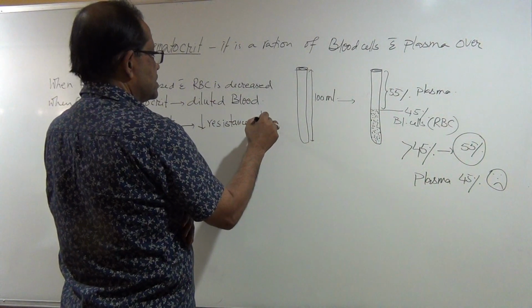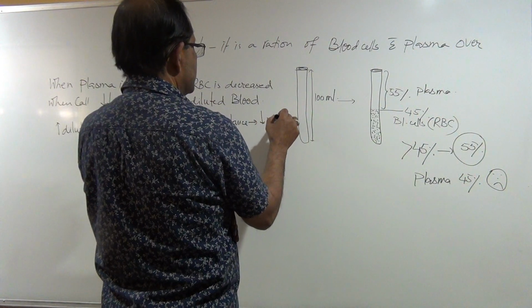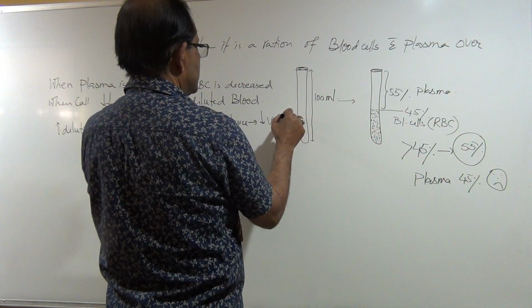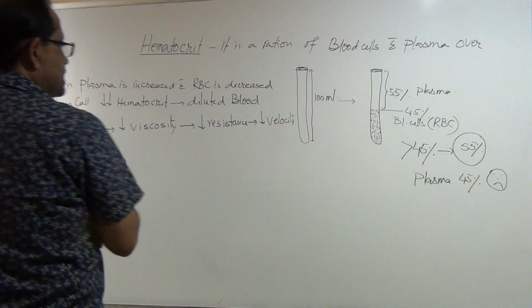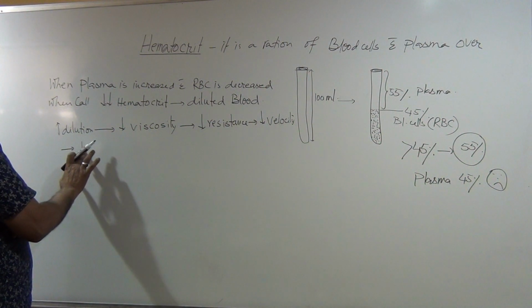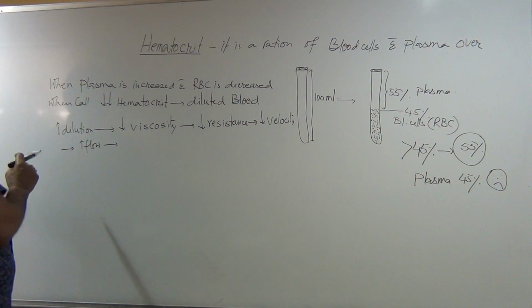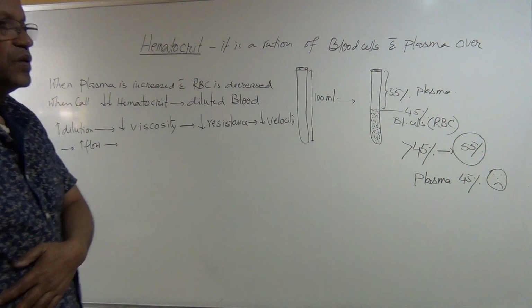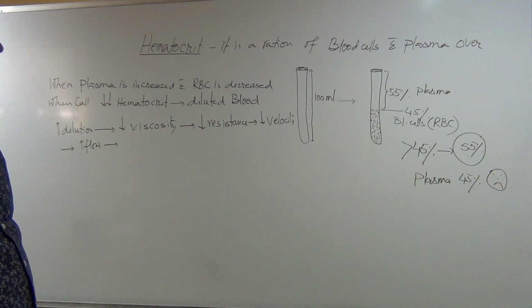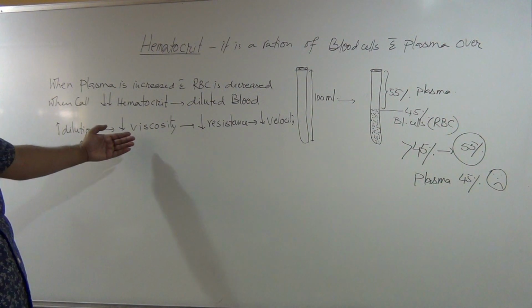Decrease the resistance, so decrease the velocity. Velocity will be decreased, the flow will be increased. Okay, the flow will be increased, but the velocity will be decreased because the resistance is decreased, because the viscosity is low.